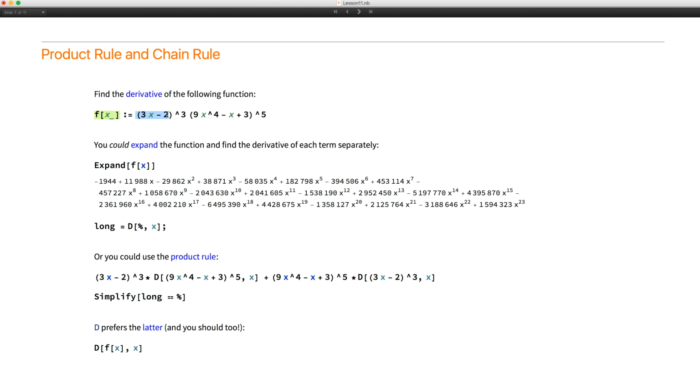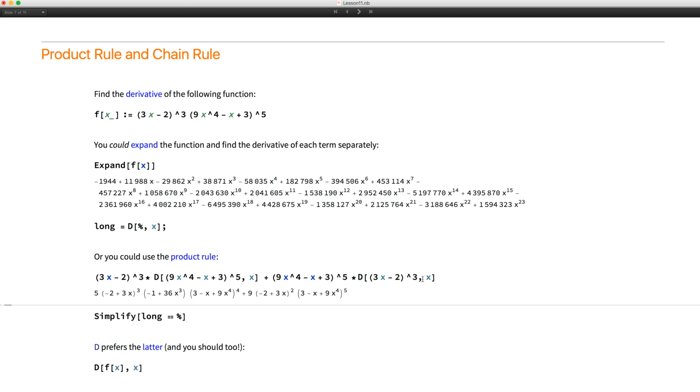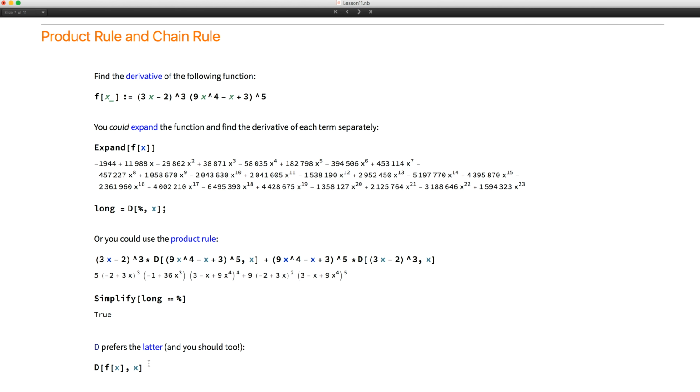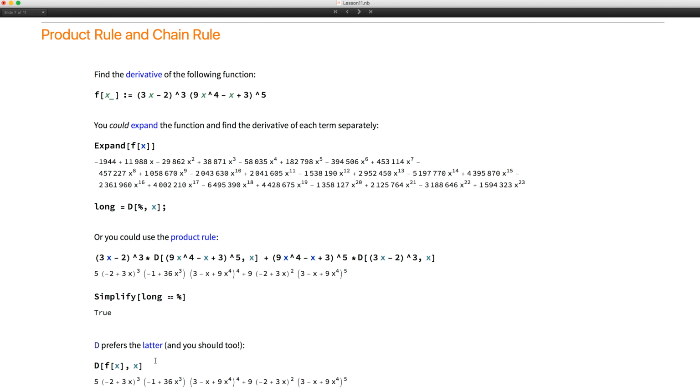So you say first function times the derivative of the second one, and then the second function times the derivative of the first, and you get back the answer, which is the same as the earlier long answer. And in fact, D prefers to use the product rule, and of course, you should do that too. So given a fairly complex expression like this, you must try and use the best rules possible to get the most compact answer in the result, because then you can use it much more easily in future work.